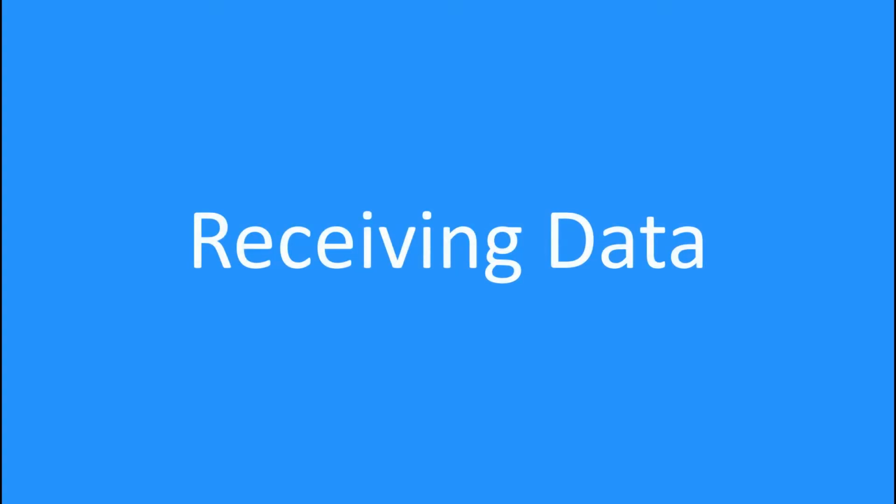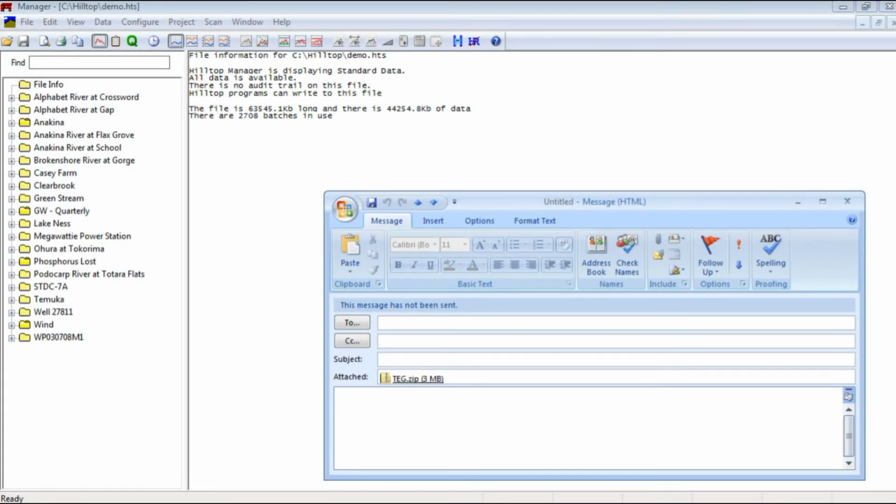To receive data, you can drag the attachment from an email or drag the file from wherever you've saved it and drop it into Manager. Then you can use the transfers table to convert the sender's sites and measurements names into your equivalents. I grab the file from my email and drop it into the right-hand pane of my current file. Manager won't let me drop it anywhere else. Hilltop software expands zip files itself, so there's no need to worry about that.